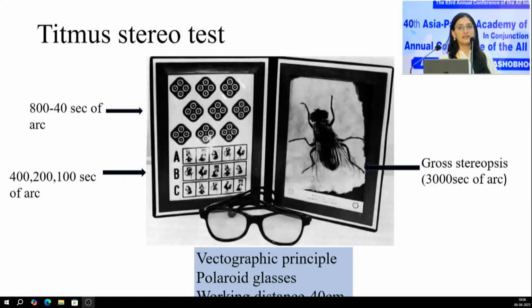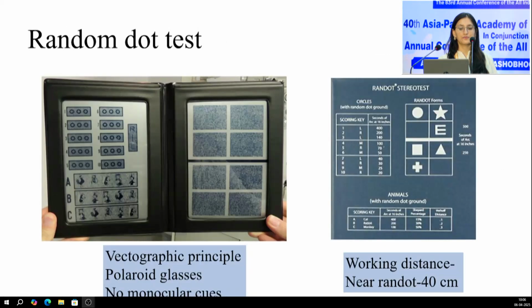Titmus stereo fly test, this is how it looks like. So there is a gross stereopsis plate where you can see the wings rising above the plate. And then there are animal images where we ask the patient which animal stands out. It is based on the vectographic principle, and Polaroid glasses are used.